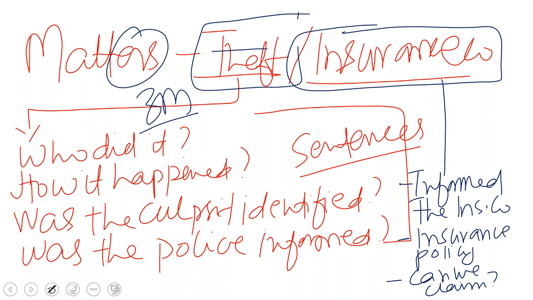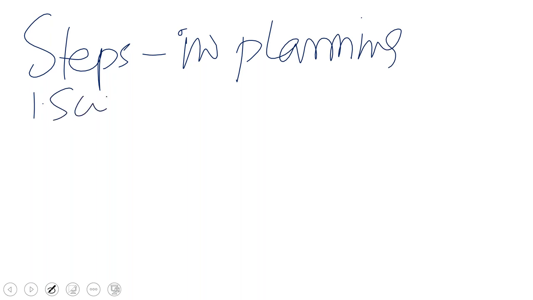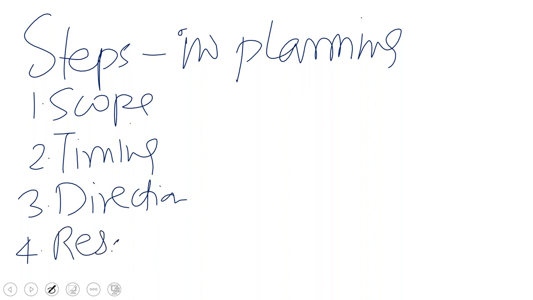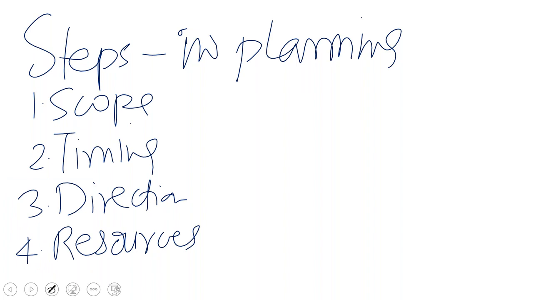Next, what we need to do, steps in planning. When we are writing the steps in planning, please see the question at the end of the webinar, but naturally, the steps in planning are 4: scope, timing, direction, and resources. So I just told you that these steps in planning are irrespective. You can write these steps anywhere whenever you get a question on planning.